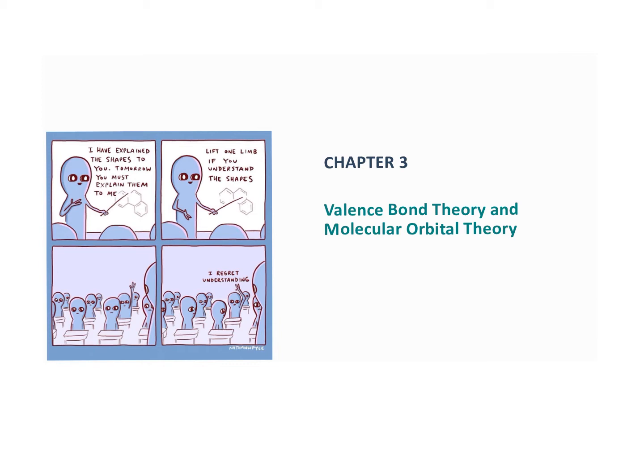This chapter presents models of bonding that go beyond the limitations of Lewis structures and VSEPR theory. To better explain the molecular geometry and bond rotations, we're going to introduce the concepts of hybridization and valence bond theory. And then towards the end of this chapter, we're going to look a little bit at molecular orbital theory.